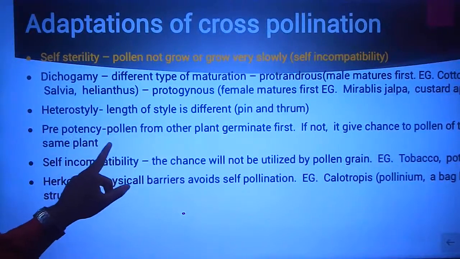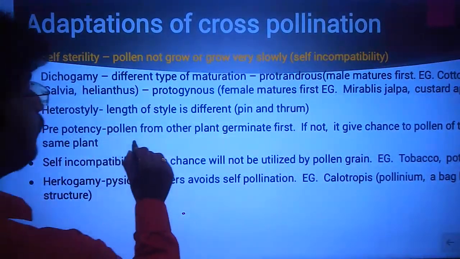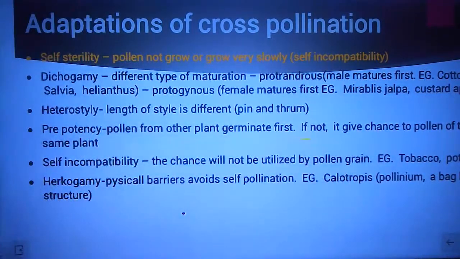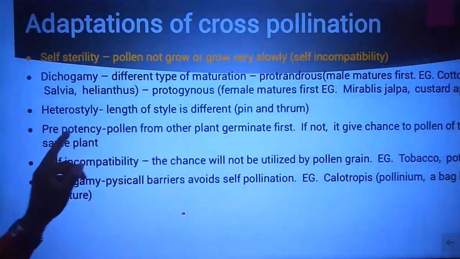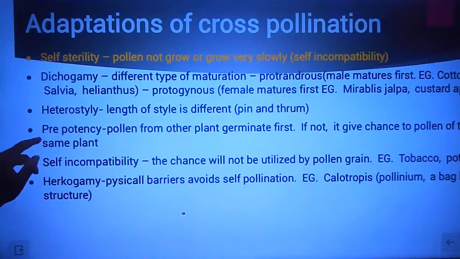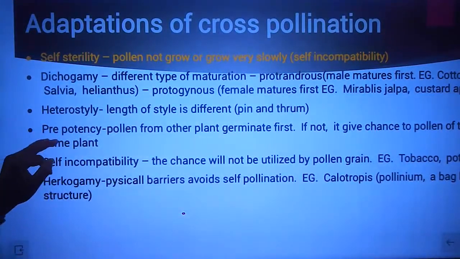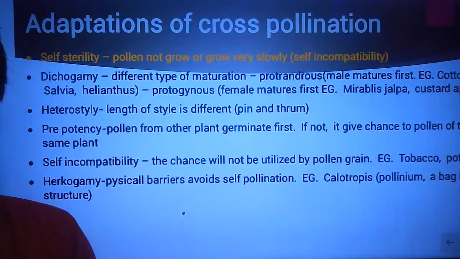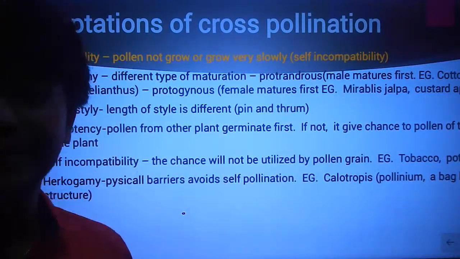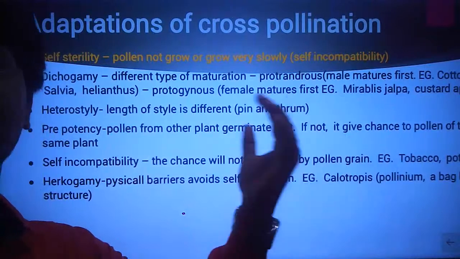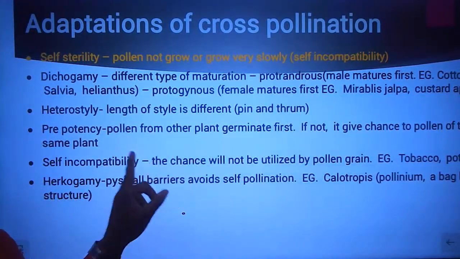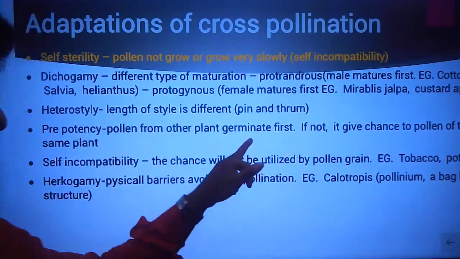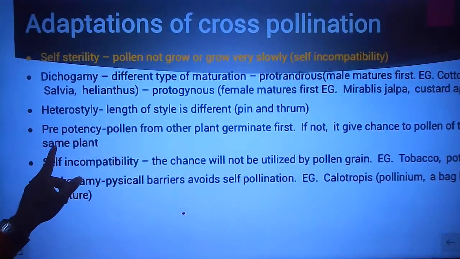Then prepotency. Prepotency is where pollen from the other plant germinates first. The chance is given first to the pollen from another plant, and if not, it will be given to the pollen of the same plant. Usually it gives an opportunity for the external agency, that is, other pollen grains coming from an external source. If that is not working out, then the chance will be given to the pollen grains of the same plant. This is quite an interesting part in prepotency.